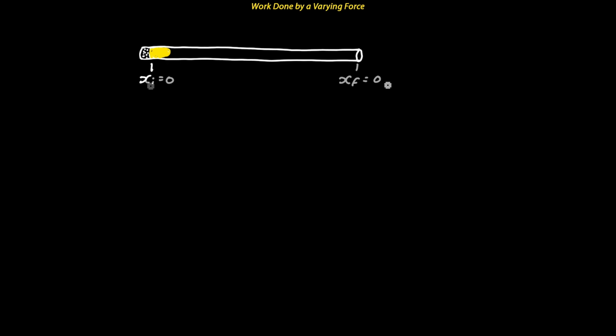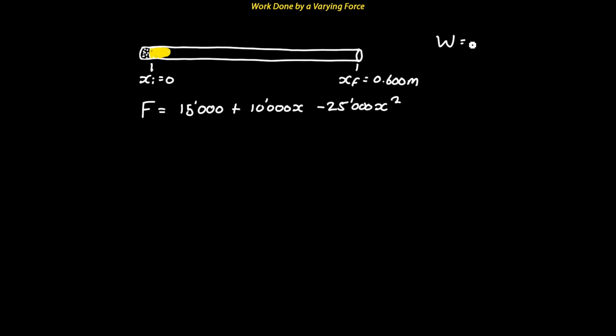So let's do another problem. We have a 100-gram projectile, and it's fired from a rifle having a barrel of 0.600 meters. Assuming the origin is placed where the projectile begins to move, the force exerted by the expanding gas on this projectile is given by this equation. So the force is equal to 15,000 plus 10,000x minus 25,000x squared. So it's a polynomial equation. The force is in newtons and x is measured in meters.